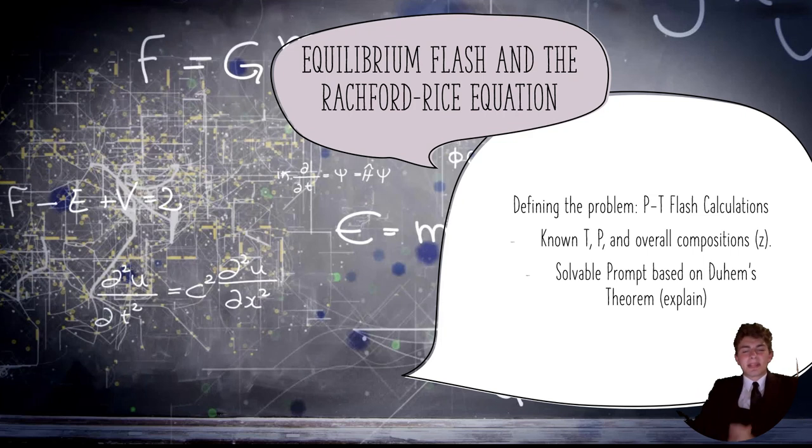But we're skipping that for now, and we're just going to talk about what the simpler problem is, and that is this PT flash calculation. So with a known temperature, pressure, and overall composition, we introduce a solvable problem based on Duhem's theorem. Duhem's theorem states, or postulates rather, that for any thermodynamic closed system, we can define all of its intensive and extensive variables if we know two independent variables.